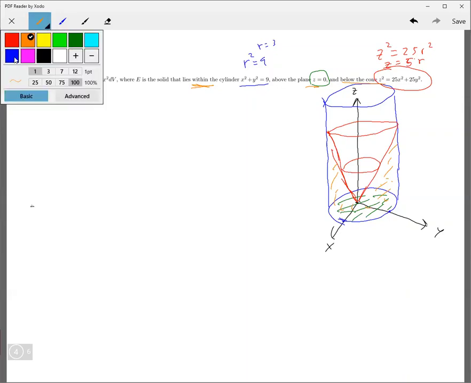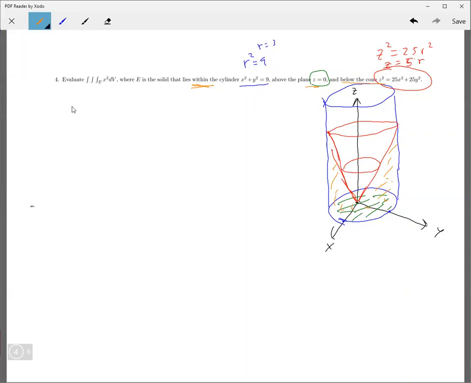Okay, but let's find out what the volume of this is. So next step is the limits of integration. So let's look at the limits of integration. Okay, z is typically the most difficult, and what's that going to be?